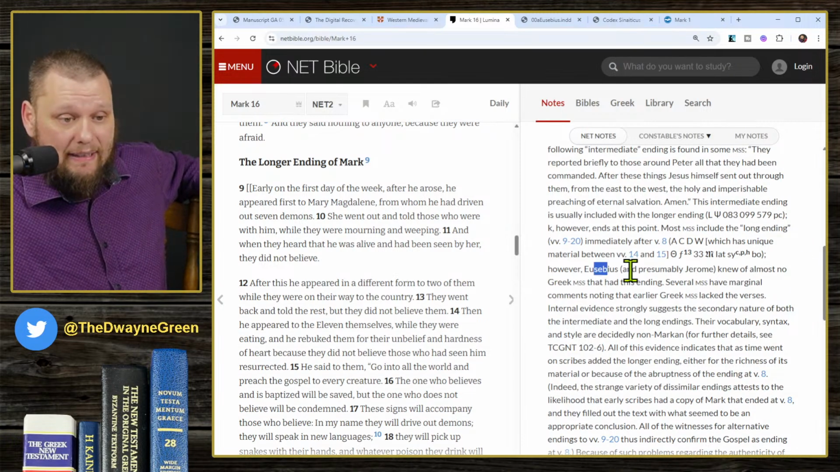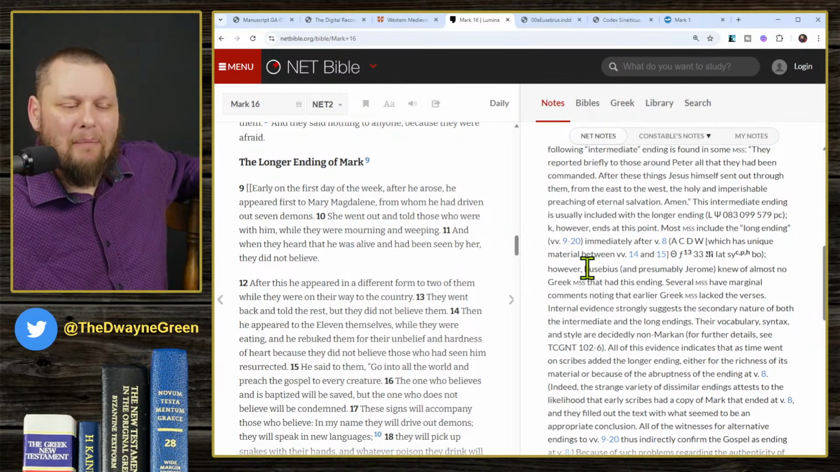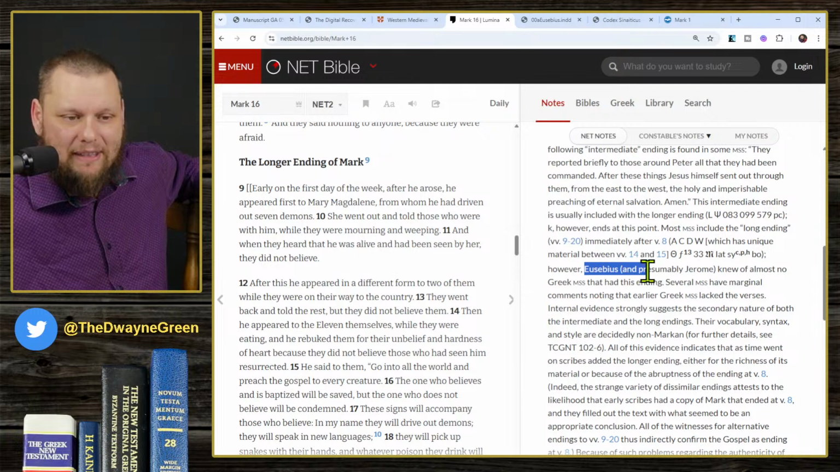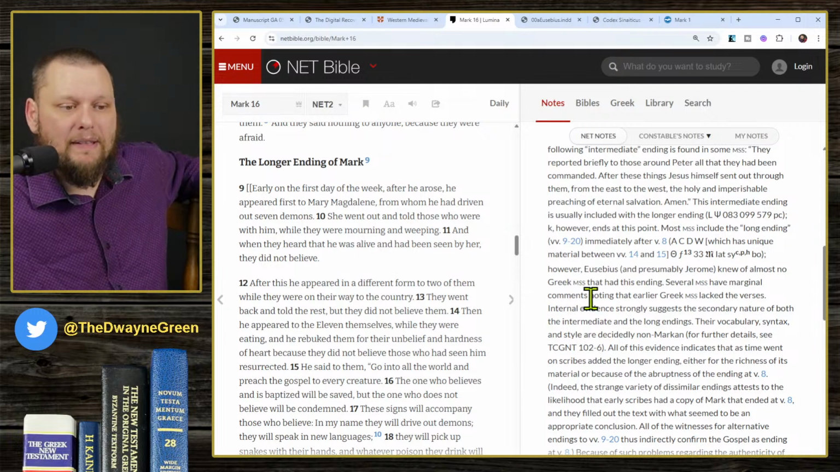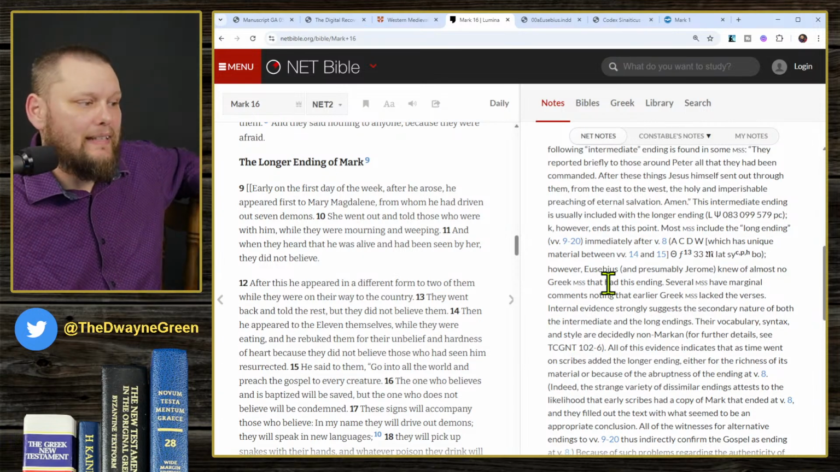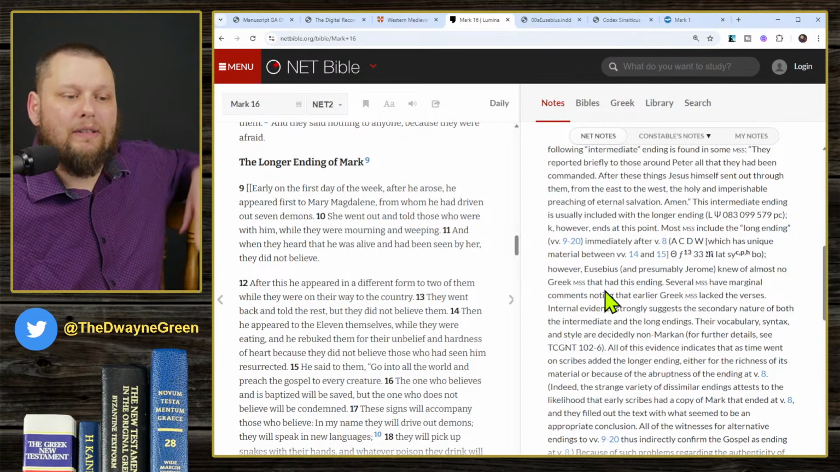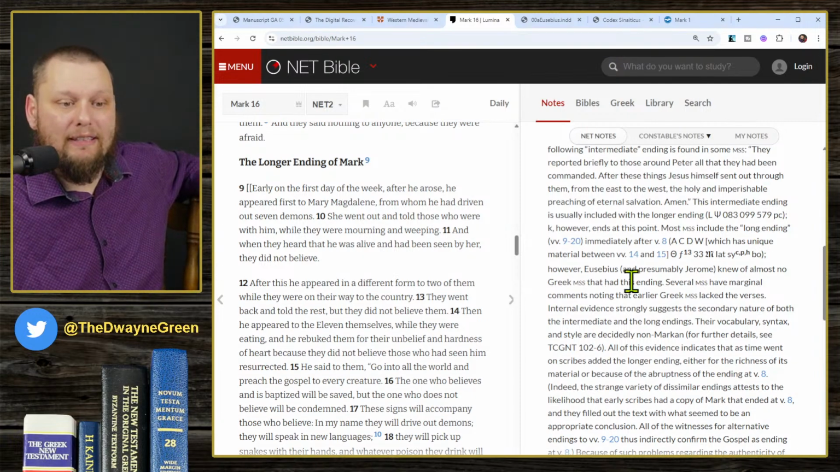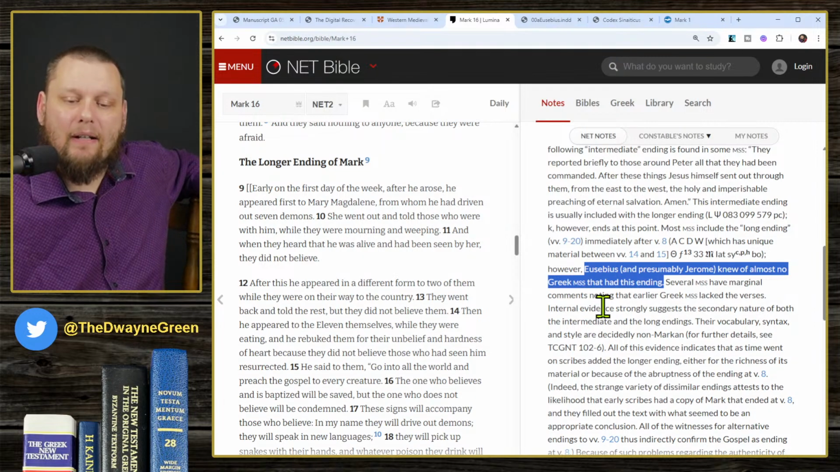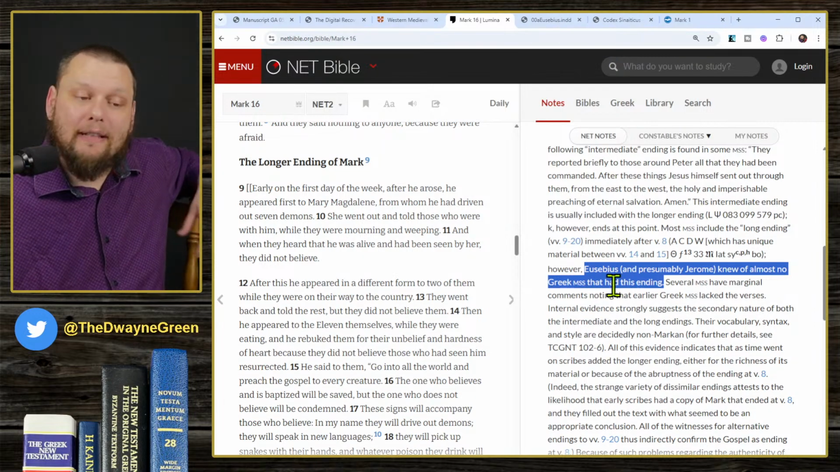However, Eusebius and presumably Jerome, we're not going to talk about Jerome today, but the note includes him, knew of almost no Greek manuscripts that had this ending. Several manuscripts have marginal comments noting that early Greek manuscripts lack the verses. But the key thing to see here in the NET notes is that they are saying Eusebius knew of almost no Greek manuscript that had this ending. This sentence here is a mischaracterization of what has actually happened.